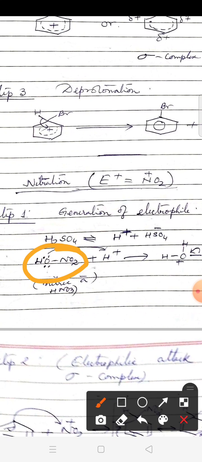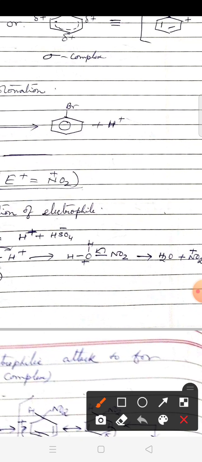Now the lone pair on this oxygen can attack this H plus, and you can see here we have the oxygen with 3 bonds. So oxygen acquires a positive charge. And you know, oxygen is an electronegative element, and with a positive charge now, it has a strong tendency to pull electrons towards itself. As a result, this water will separate out.